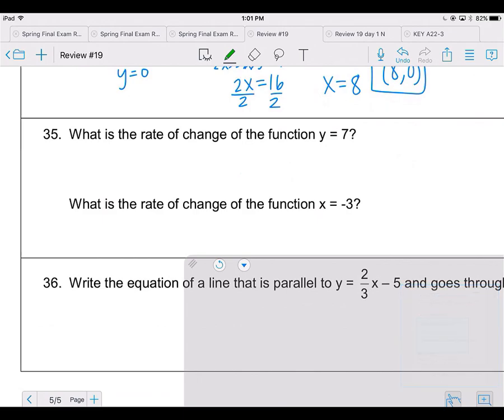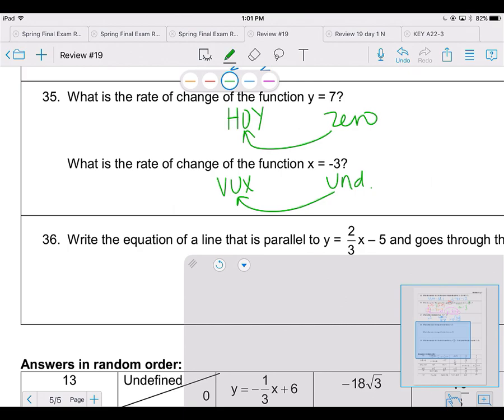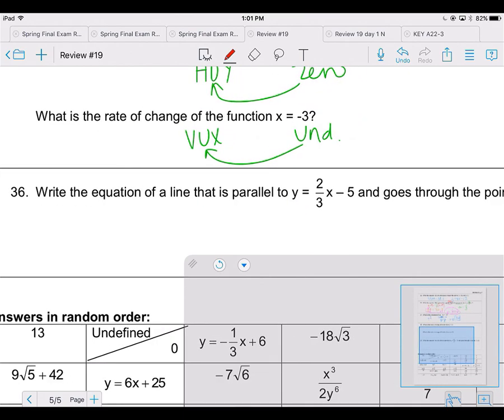35 is asking for a rate of change for special functions. The function y equals 0 has a y in it, which makes it a HOY. The O in HOY means your slope or rate of change is 0. X equals -3 makes it a VUX. The U in VUX means that it is undefined. So make sure you know the difference between those.